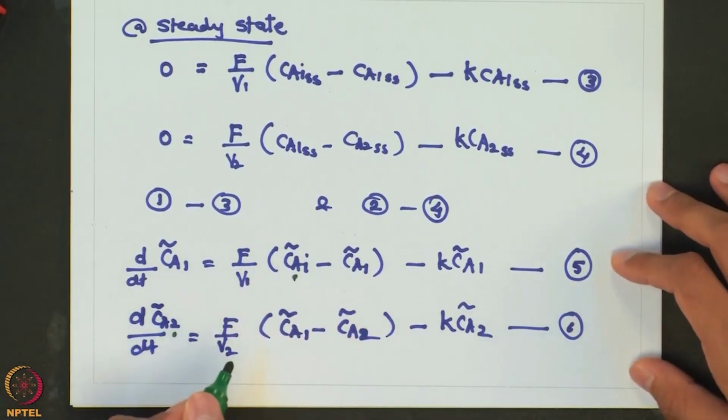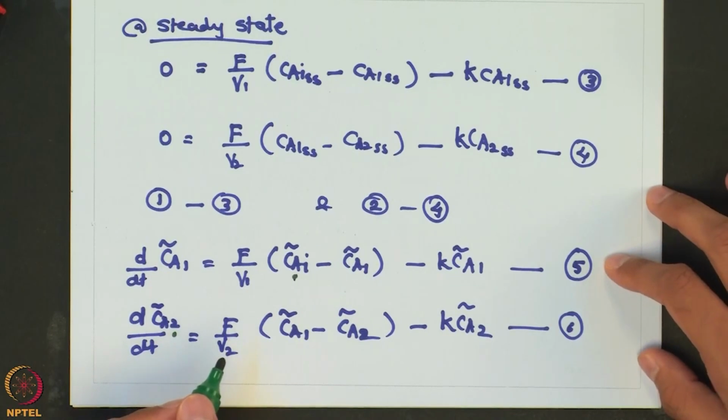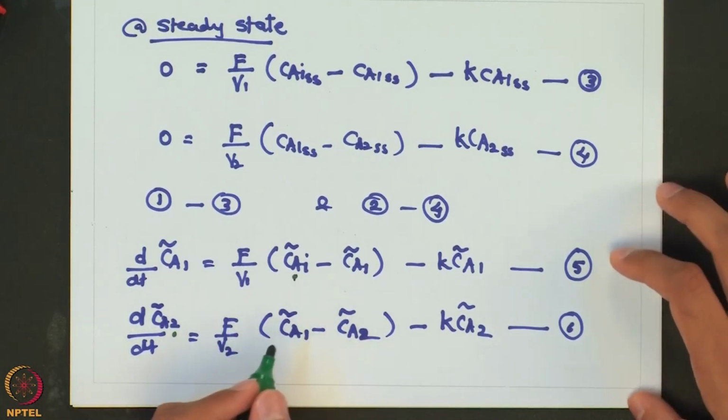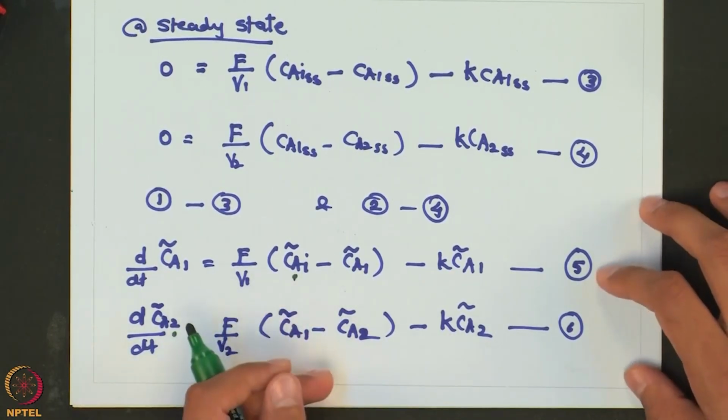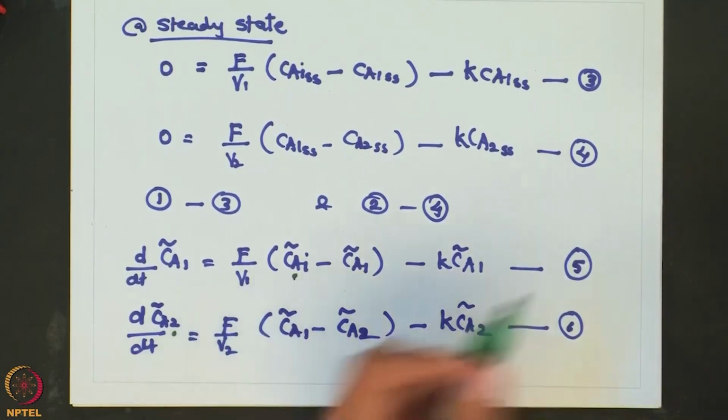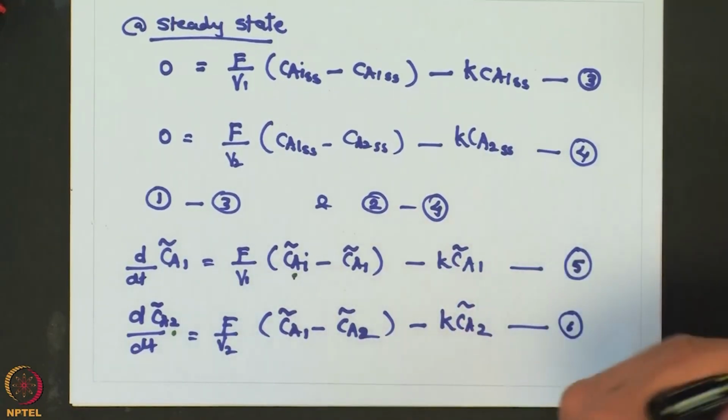So, what we will use is a simpler method of getting a transfer function, which is by taking the Laplace transform of both the equations, and then eliminating CA1 Laplace from them. So, we will take a Laplace transform of these two equations.